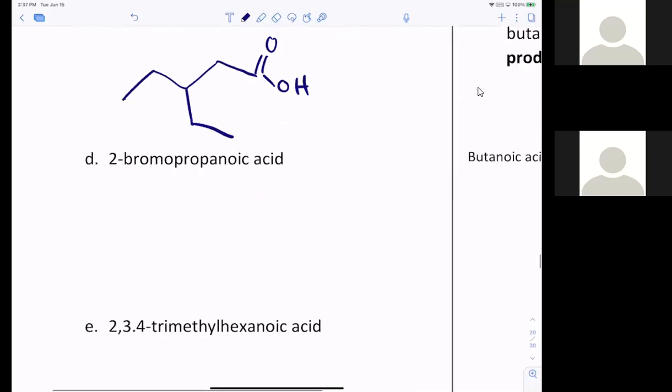2-bromopropanoic acid. Again, I see propanoic acid as a carboxylic acid with 3 carbons. This time I'll put the carboxyl group on the other side. And 2-bromo, so the second carbon has a bromine atom attached.